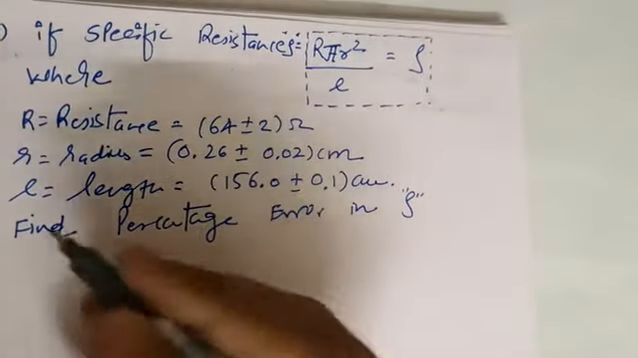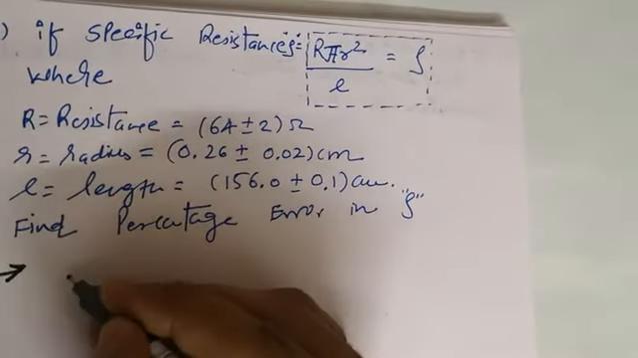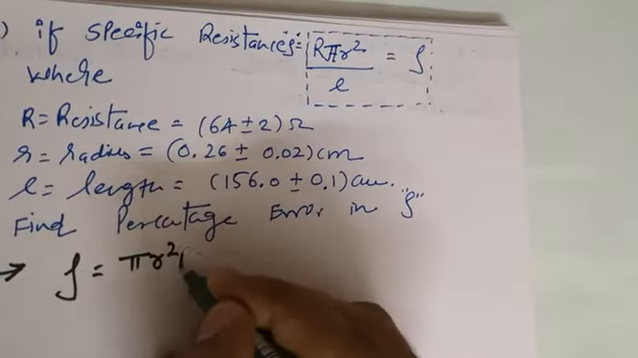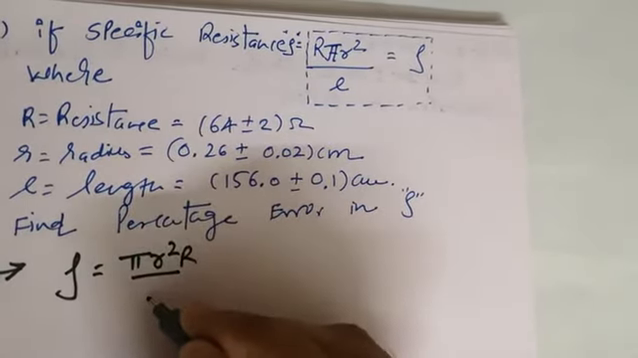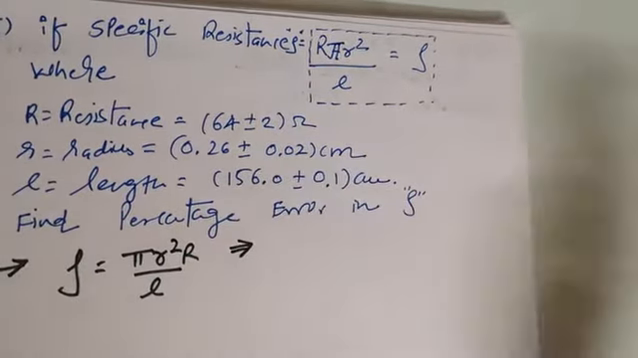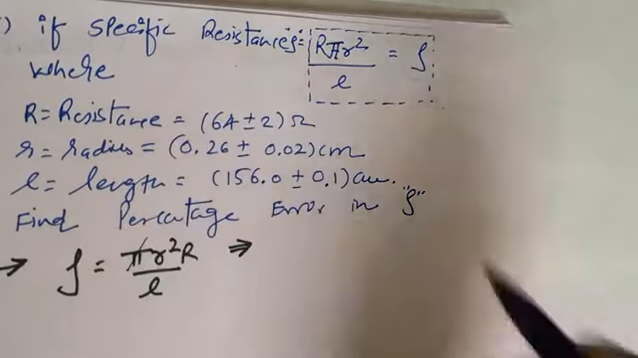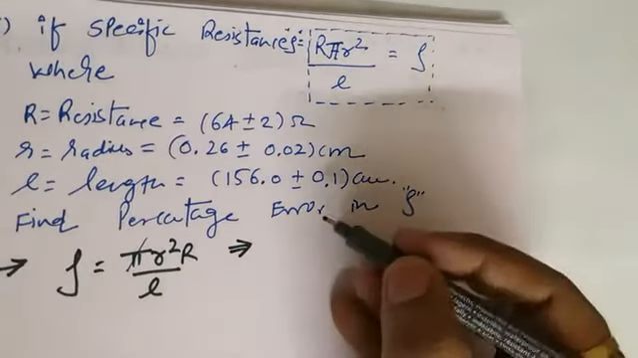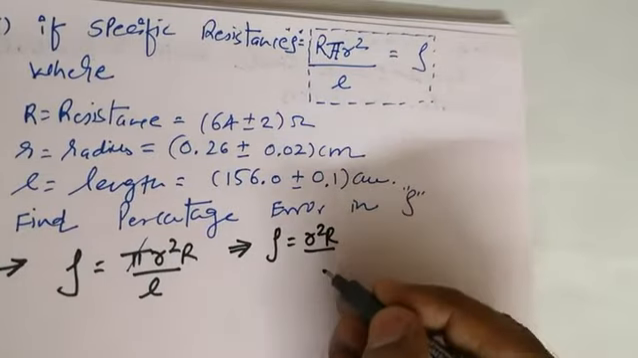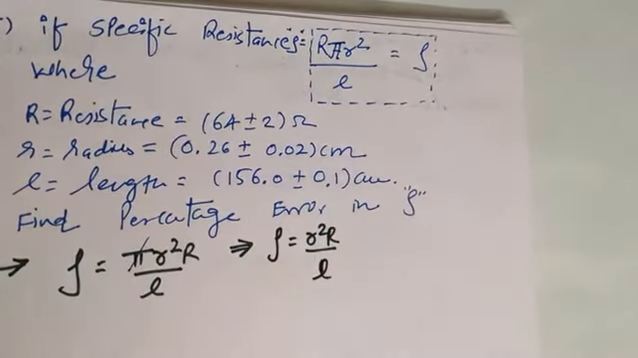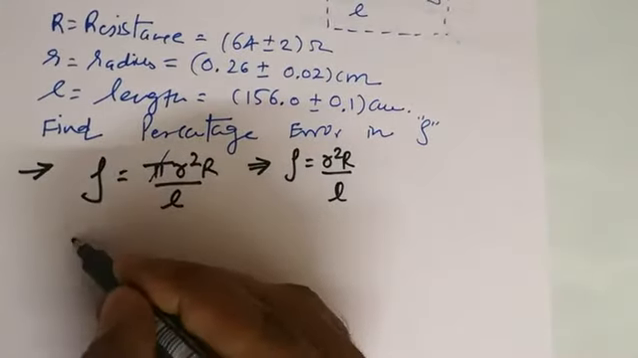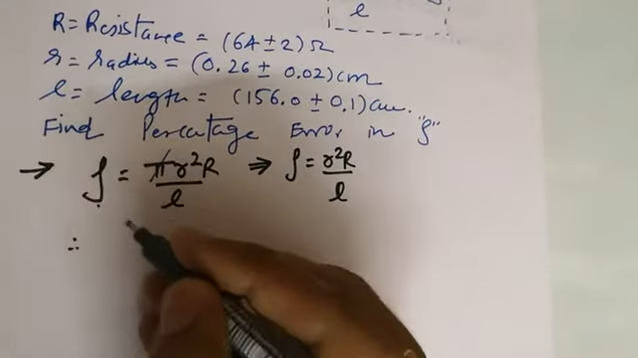We can neglect such data. We have been given, first of all, the formula rho equals pi r squared R divided by L. So my pi part is going to be cancelled because it is the constant part. So I can have the formula rho equals r squared R divided by L. Now, as per our notation, we want to find the error in terms of rho and the percentage error for that.